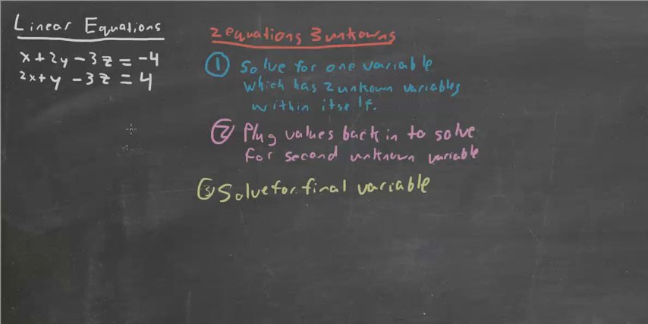Our first step, when we're given these two equations, is to solve for one variable which has two unknown variables within itself. What do I mean by that? Essentially we want to solve for one variable, and that variable will be in terms of the other two variables. So if I'm solving for x, x will be in terms of y and z, with plus or minus, whatever the operator will be.